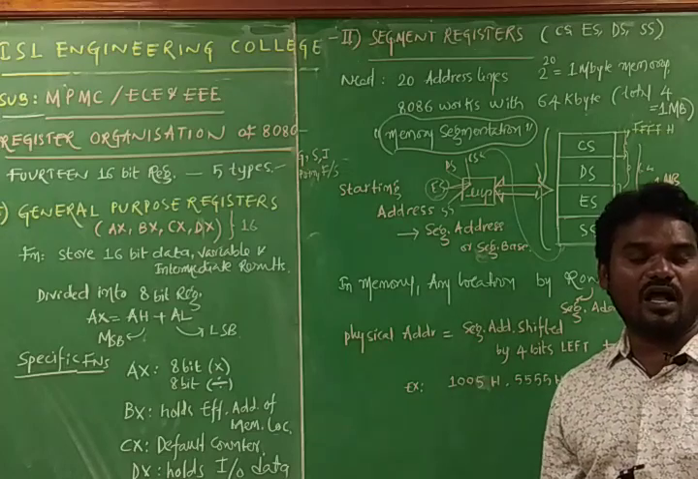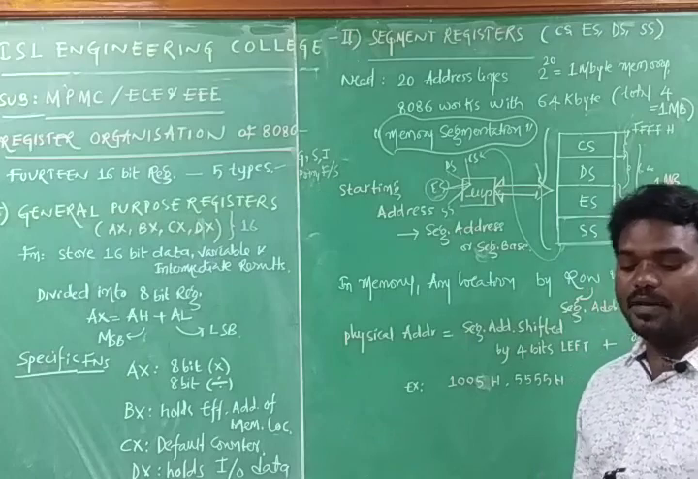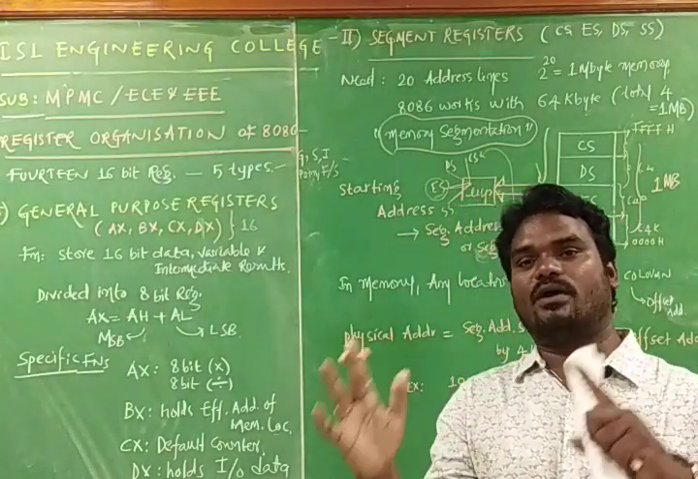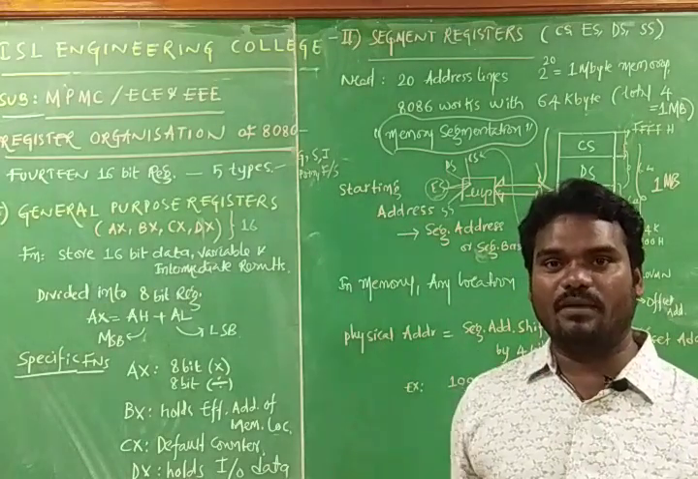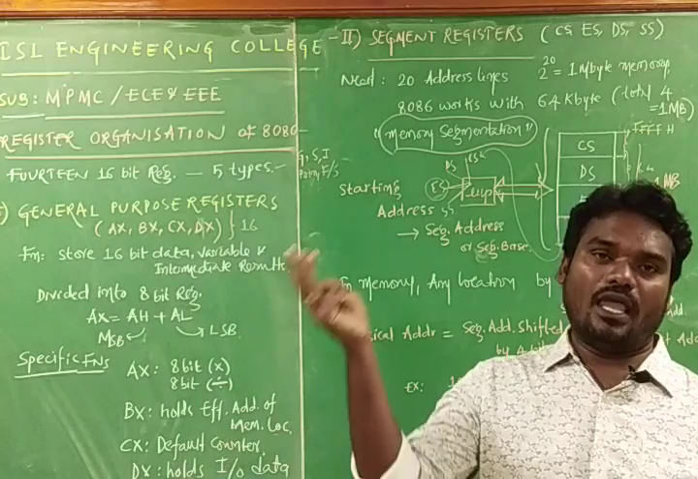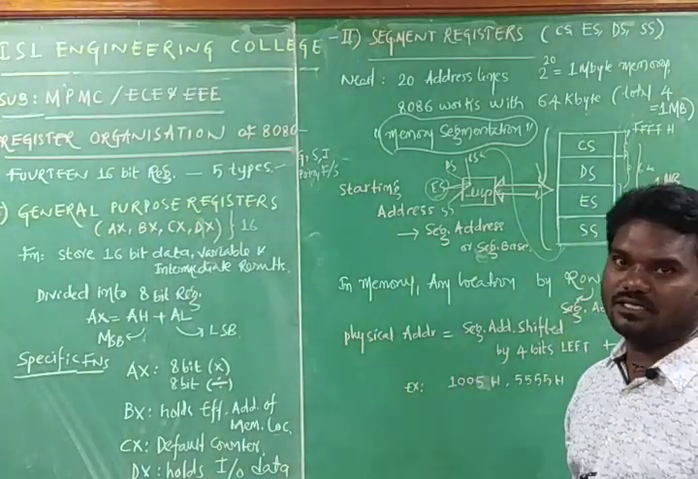All these four are 16-bit wide. The main purpose of the segment registers is this: 1 megabyte of memory is divided into 4 segments, and each segment's starting address is stored internally in the microprocessor using the segment register. That is the concept.